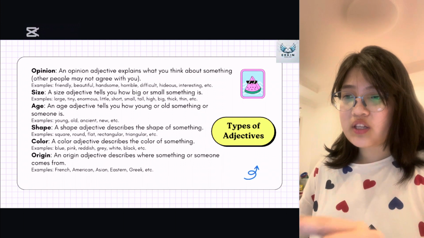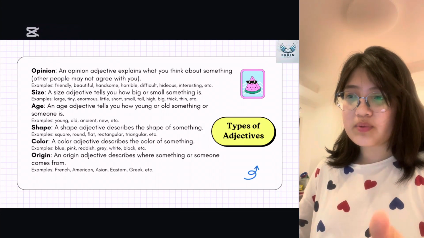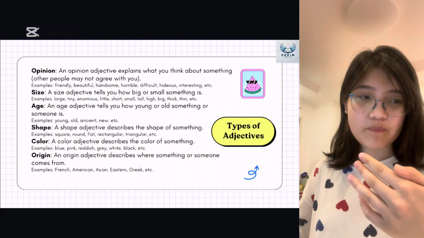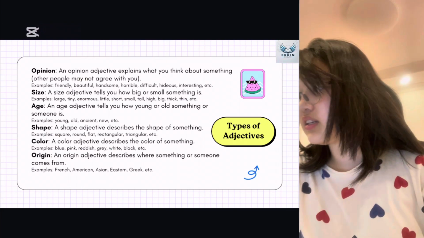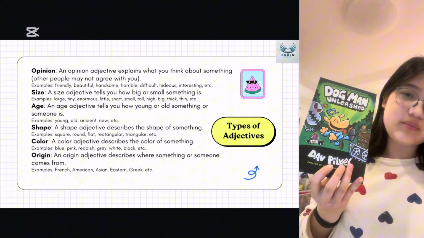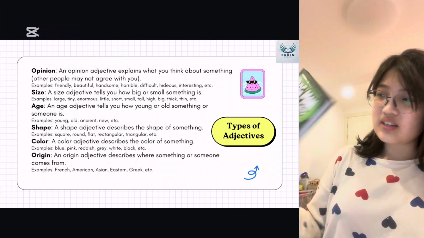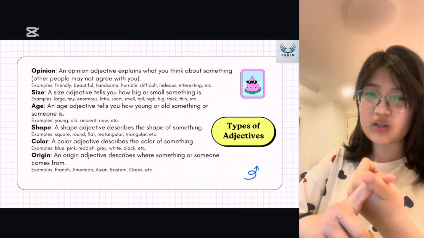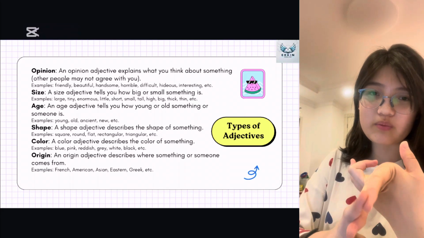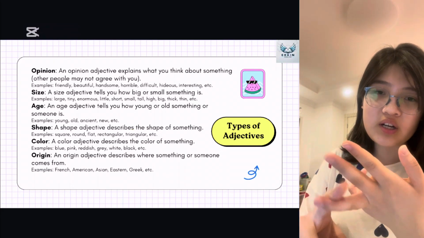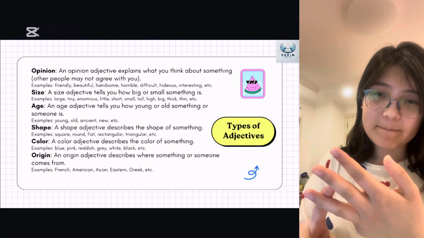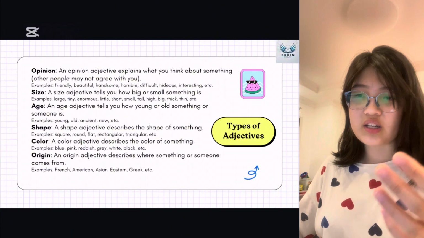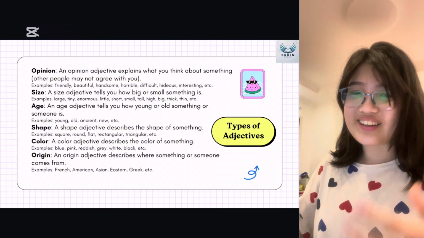But then we have the origin adjective, which describes where something or someone comes from. For example, I'm from Almaty, and let's say this book is from the United States. So it describes where something comes from, where something is published, manufactured, where someone is born, where something is created, and overall it just covers the origin of a place, thing, someone, any noun.